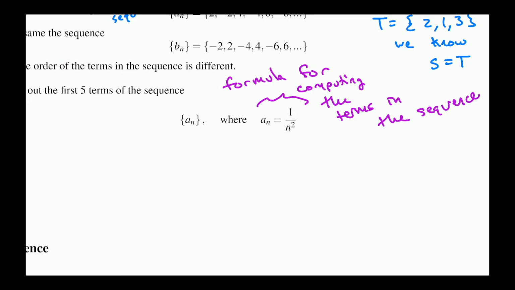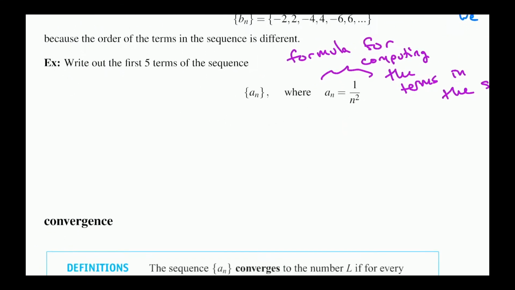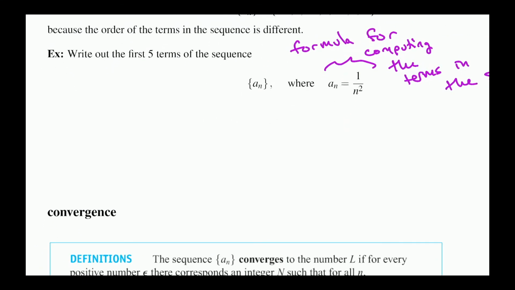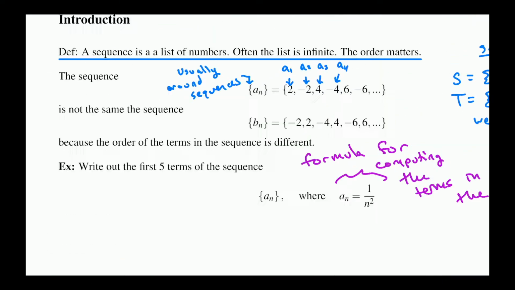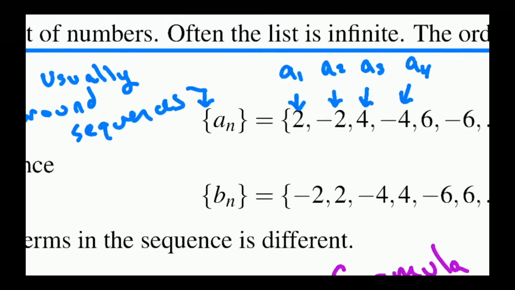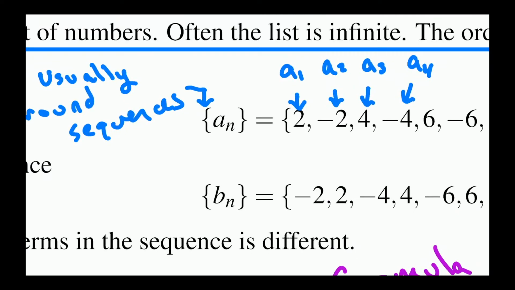And there's no trick to this or anything. They're giving you the formula and they want to know what the first 5 terms of the sequence are. Well, look at what we did up here. You see how I say A1, A2, A3, A4? Well, that's how we're going to number them, right? We're going to start with number 1.